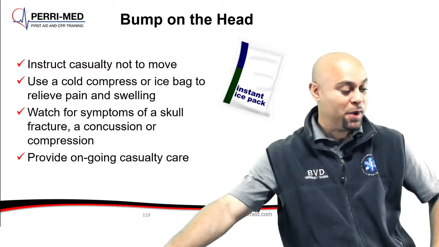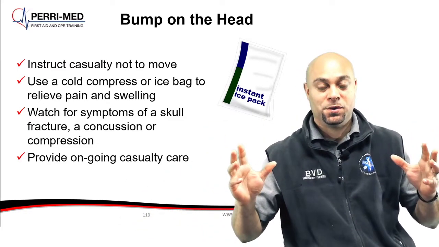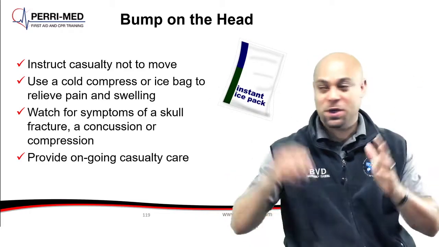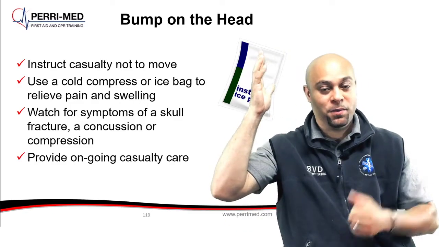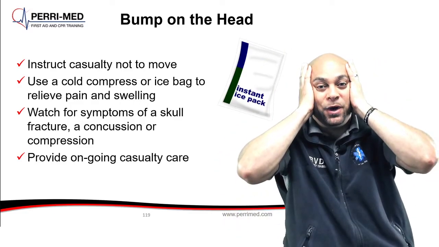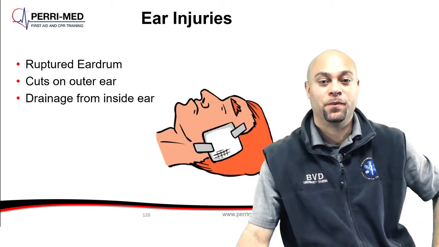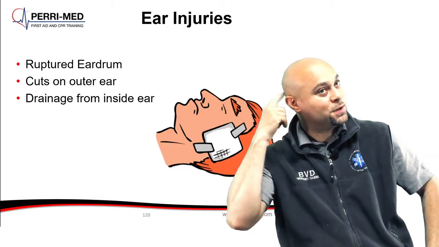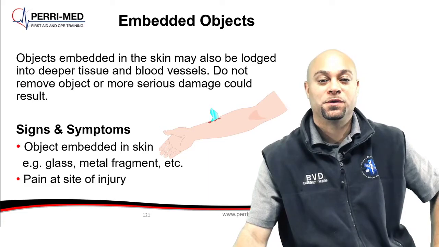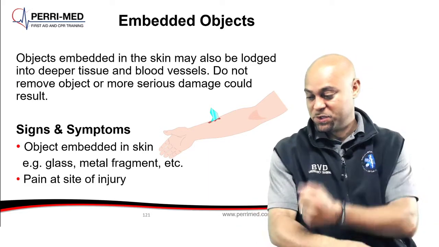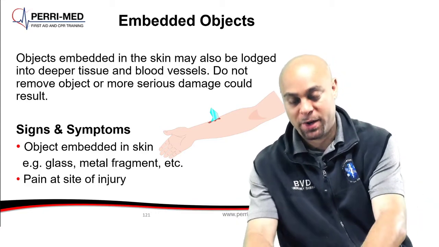So I'll go through this a little bit quicker. These are just separate conditions. What is the condition, and how do we treat it? If someone has a bump on the head, we're going to give them an ice pack, and we need to hold their head still and assess to see if we have any kind of spinal cord injury. If someone is bleeding from the ear, we're going to tape a piece of gauze loosely in place, just like that. If someone has an embedded object, something stuck in the body, then what we need to do is put padding on either side.